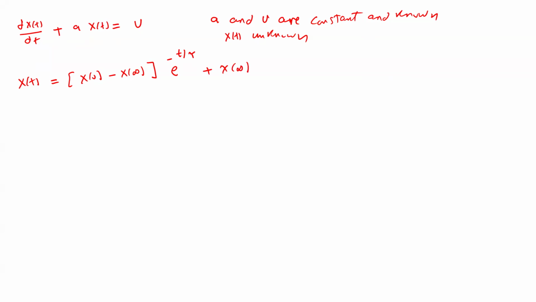So this is the solution, where x of 0 is actually the initial value and it should be given to you. X of infinity should equal u divided by a, or tau times u, where tau is actually 1 over a. So 1 over a, we call it tau. Tau is actually the time constant. This is the name of tau, time constant. Okay.